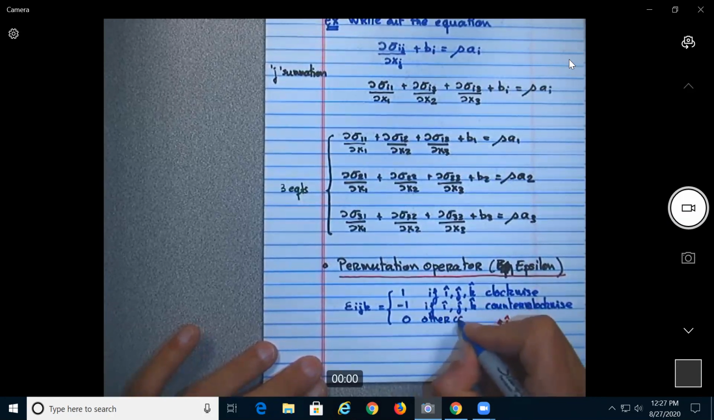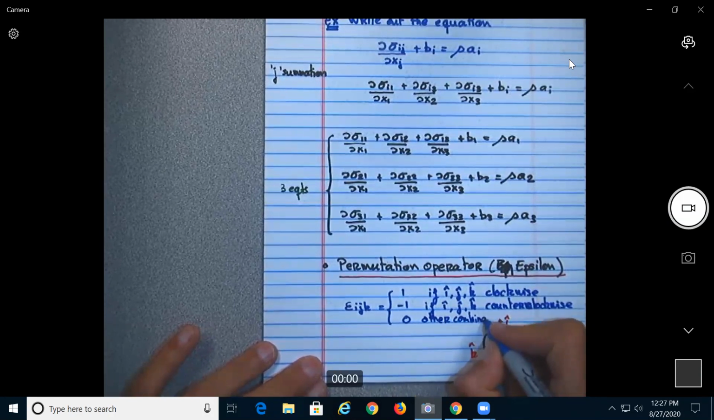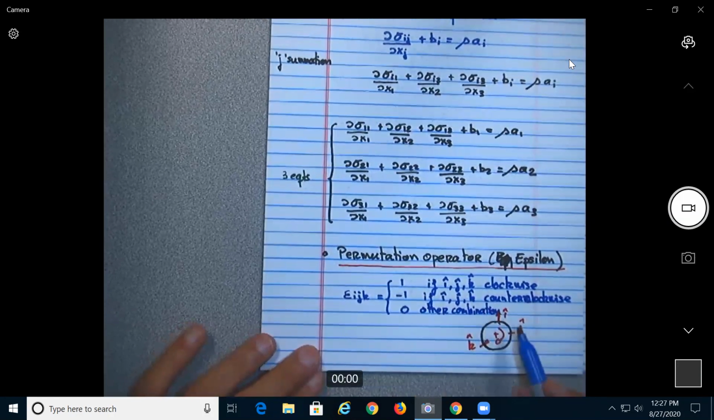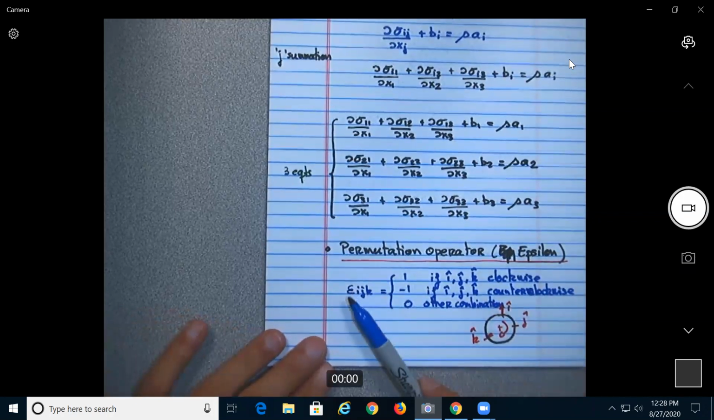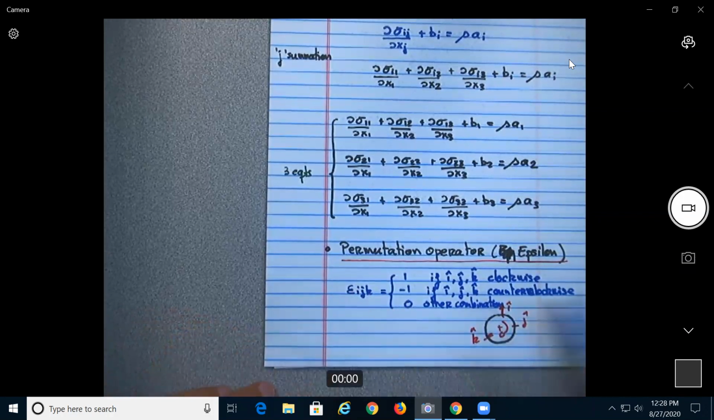So basically, you cannot have repeated indices. It can be 1, 2, 3, or 3, 1, 2, but all the other combinations will be 0, no? That's what I'm saying. Okay, so doing this permutation operator, you can see that when you do the cross product of different vectors, you can simplify the notation just by using that symbol over here. Okay, so we do examples next time. All right.